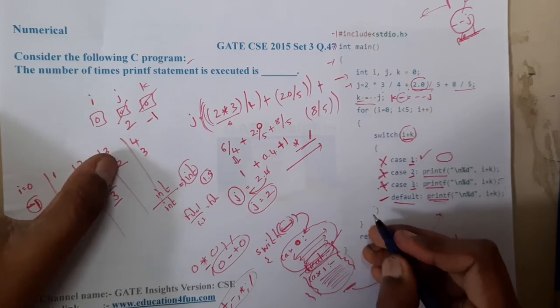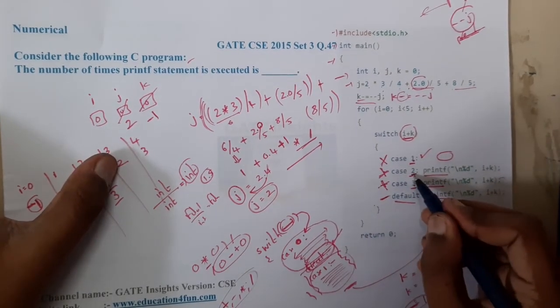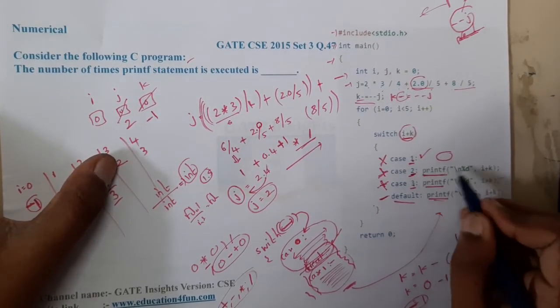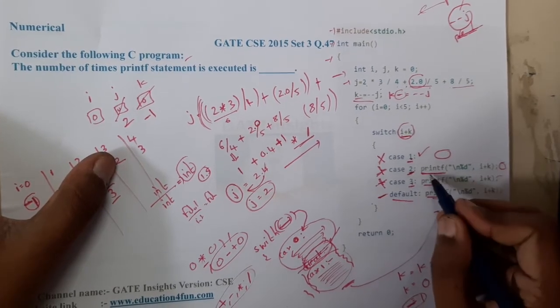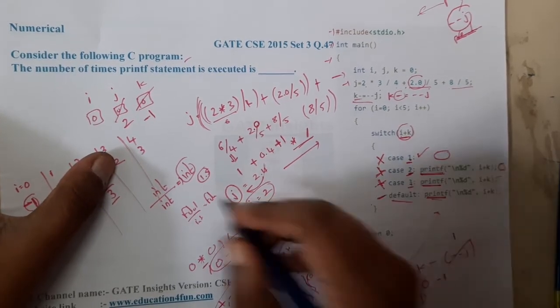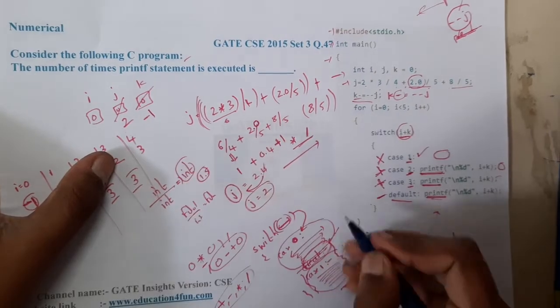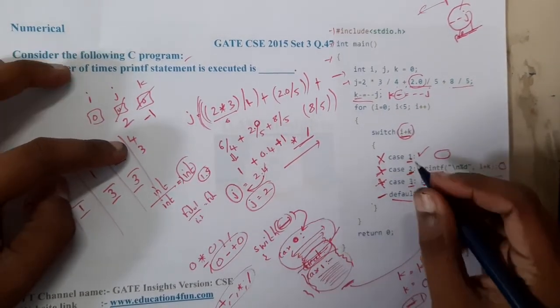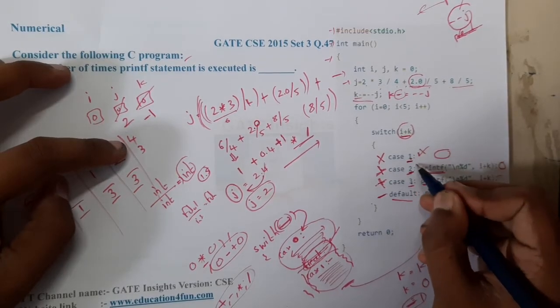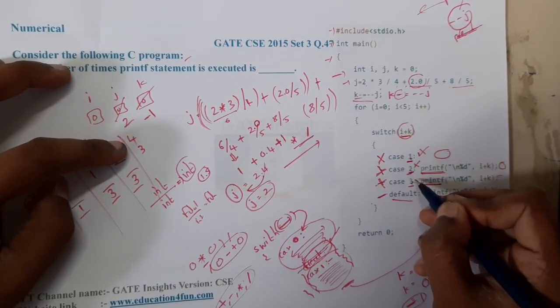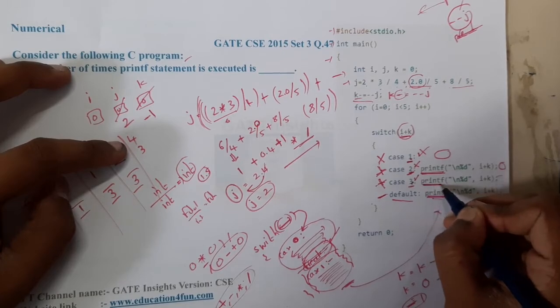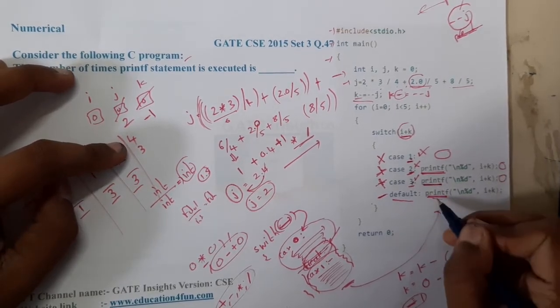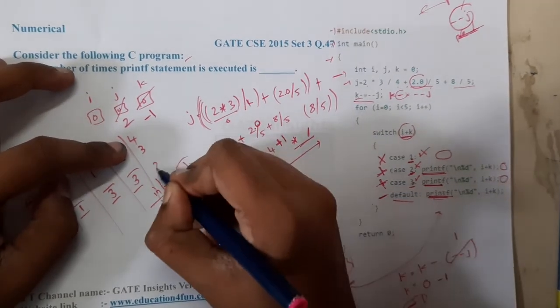Similarly, coming to the next case, the switch value is 2. So this case is satisfied and will execute. But is there any break statement? No. Hence this will execute, this will execute, this will execute. So the result is 3. Got it? Yes. Again, in the last step, the switch value is 3. Is 1 equal to 3? No. Is 2 equal to 3? No. Is 3 equal to 3? Yes. So this statement will execute, and as there is no break here also, it will execute the next statement also. So basically here it will execute 2 times.